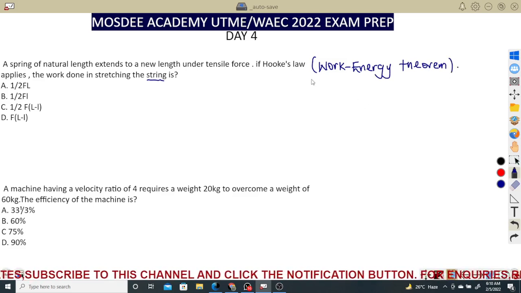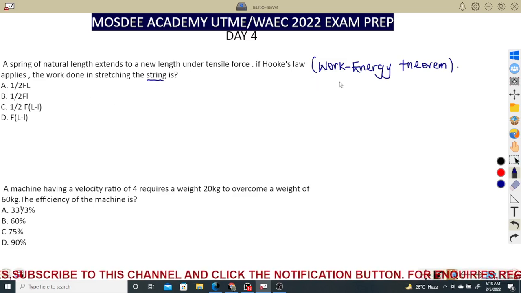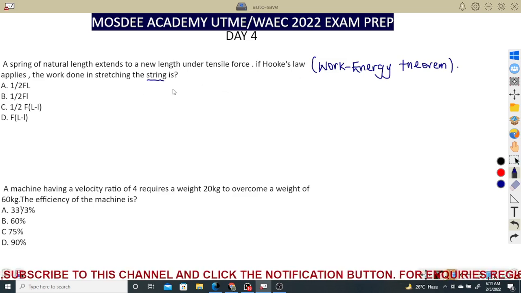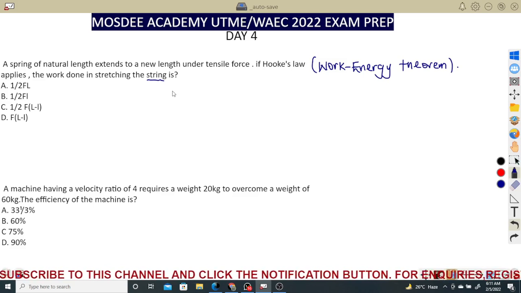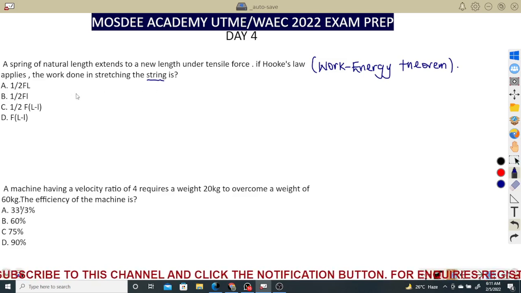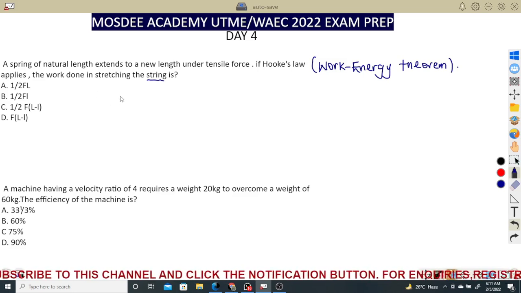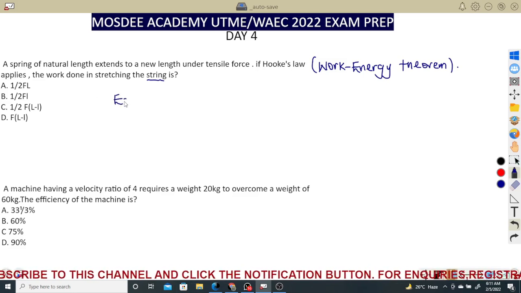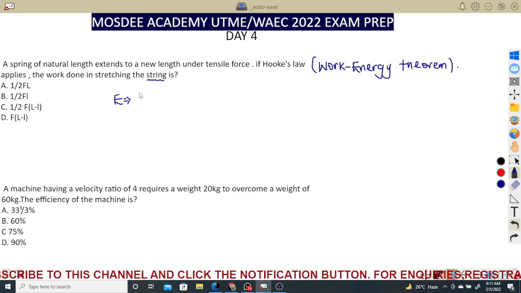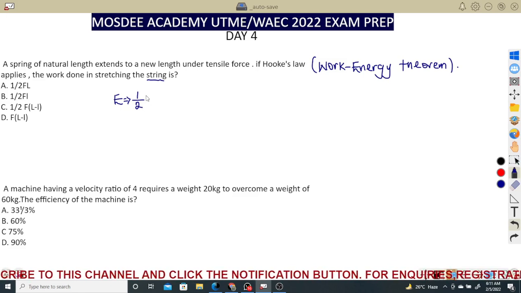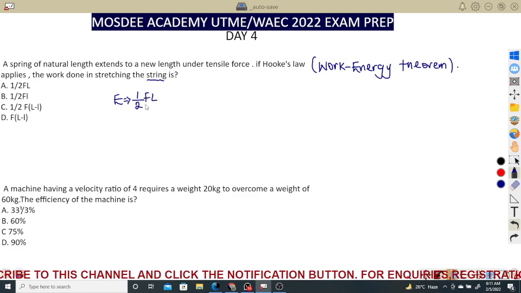So the concept of the work energy theorem is also applicable here. This is for a system of bodies. When you have a system of bodies, work has been converted to energy. The force applied to the body has been converted to energy. So the work done is the same thing as the energy used in stretching a wire or a string. Energy is always given as half Ke squared or half Fe. Always keep that in mind.